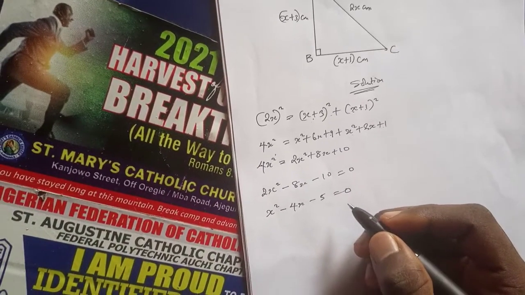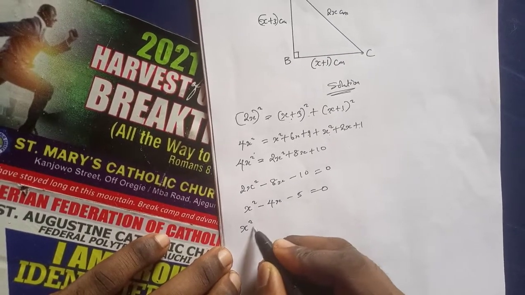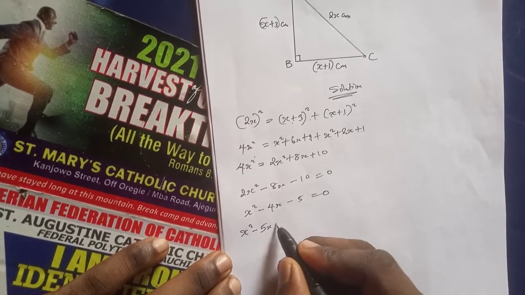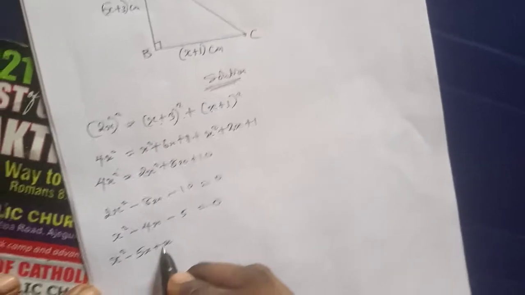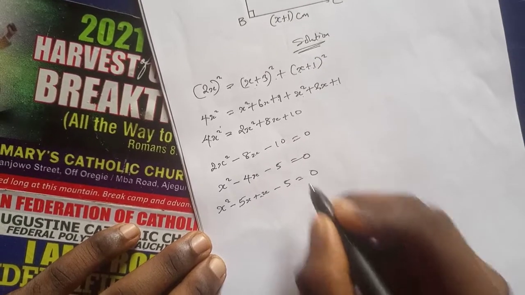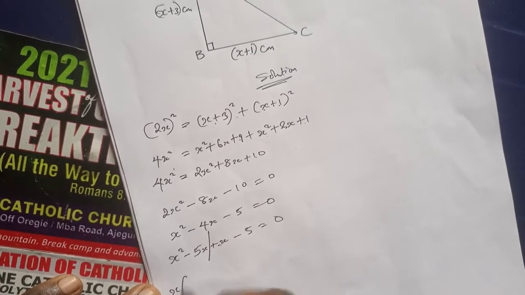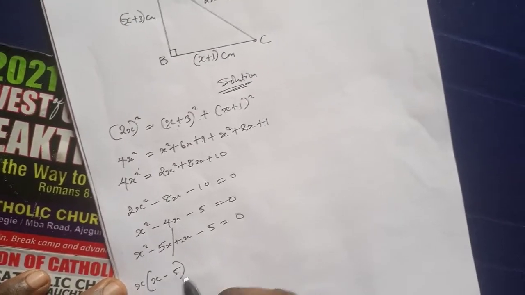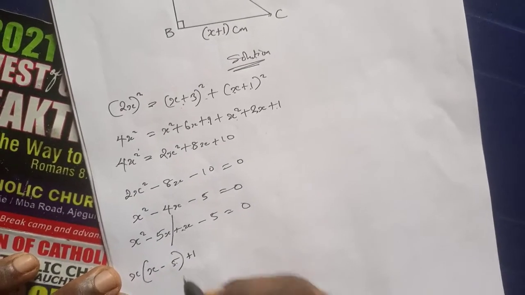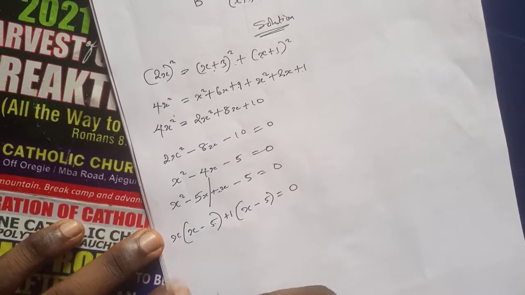And I can solve this by factorization. If I factorize this, I'll have x squared minus 5x plus x, because minus 5x plus x will give me negative 4x, then minus 5 being equal to 0. Okay, here I'll have x minus 5, and here I will have probably plus 1 out here, then x minus 5 equals 0.